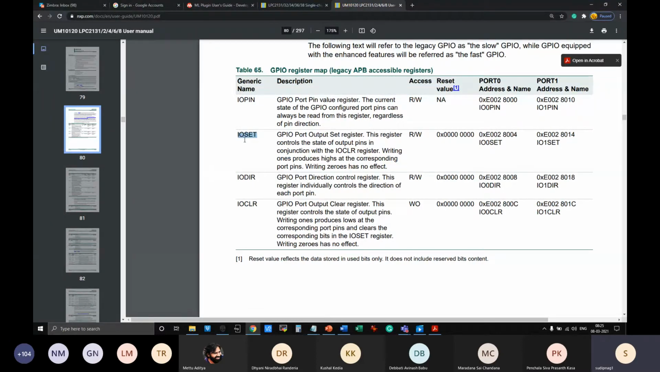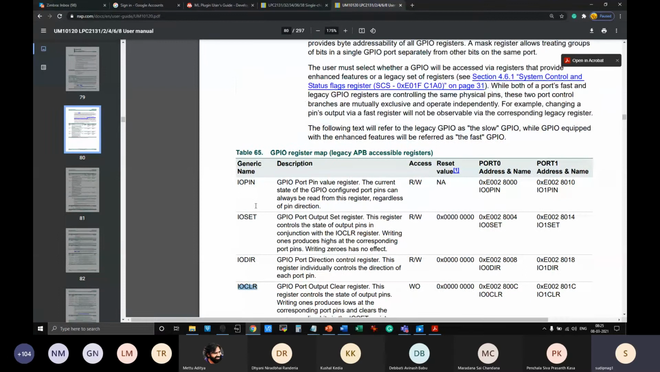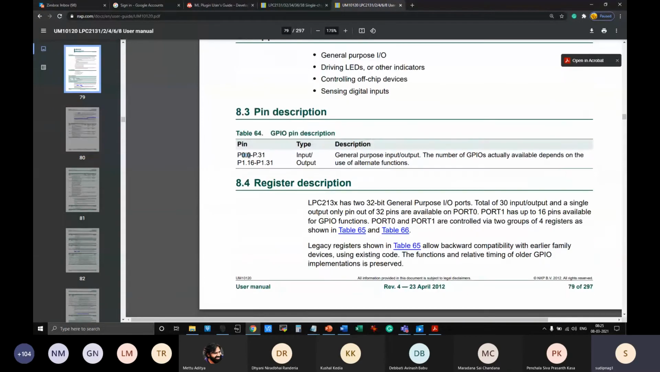So that means if you want to write logic 1 to any one of the pins, you have to use IO set equal to particular for that GPIO pin to be 1. And if you write 1 to this IO clear, that means particular pin will be reset. So that means you have this port 0.0, for example, and if you want to write logic 1 to this port, you have to first configure the direction and so on, and then you have to write logic 1 to IO set register corresponding bit for port 0.0.